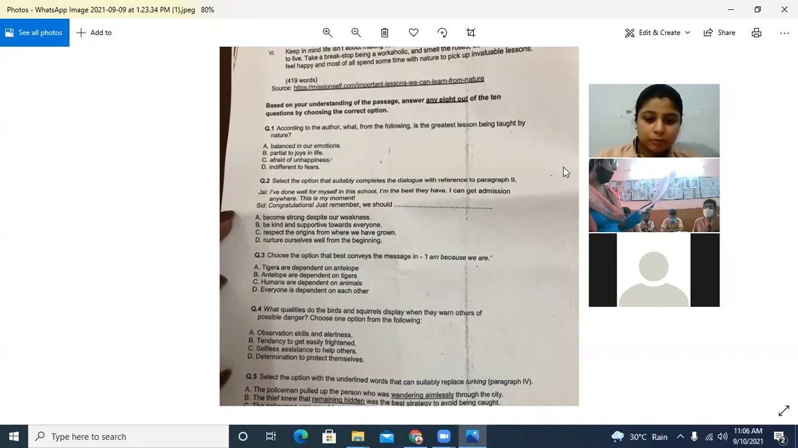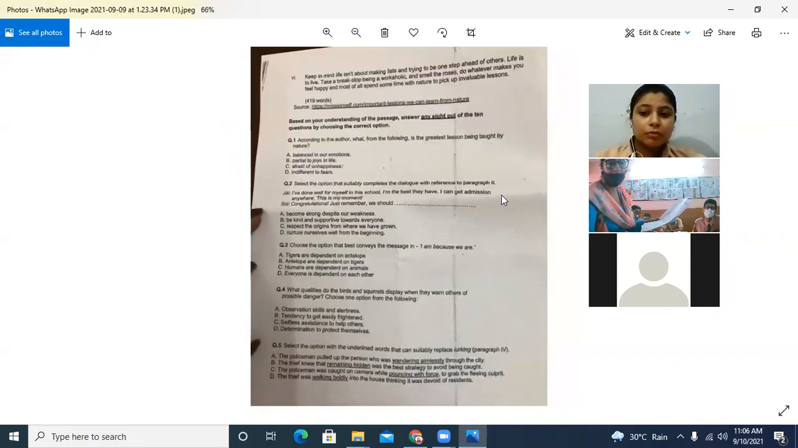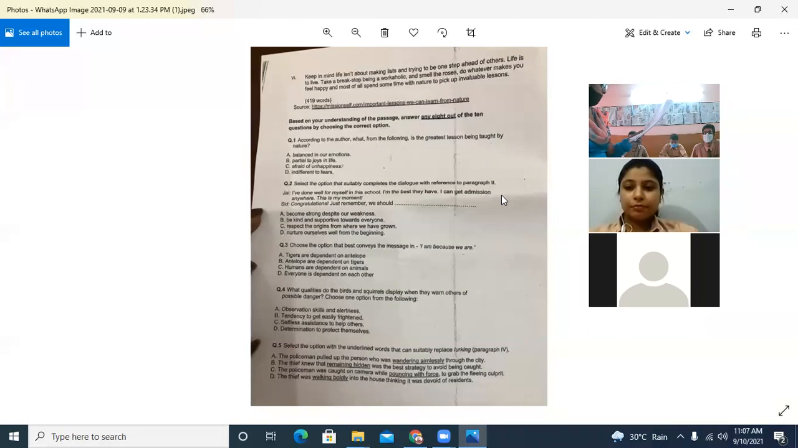Select the option with the underlined words that can suitably replace lurking. Lurking, I have told you what it means. What does it mean? Lurking means hiding. So you can say the right option here. See here, it is given: the policeman pulled up the person who was wandering aimlessly through the city. This signifies, see where lurking is fitting. The thief knew that remaining hidden was the best strategy to avoid being caught. Or the policeman was caught on camera while pouncing with force to grab the fleeing culprit. Or the thief was walking boldly into the house thinking it was devoid of residents.